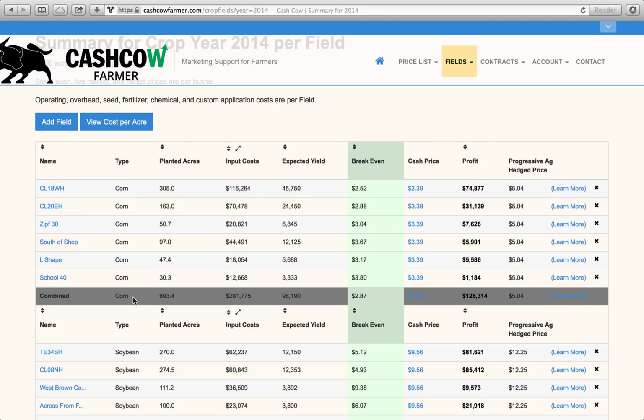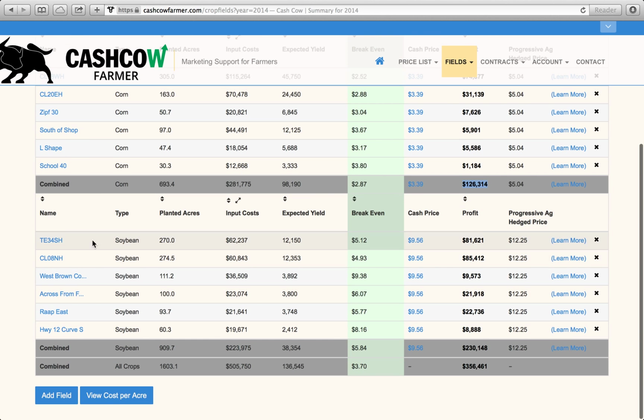And then we also have the combined. So this is going to total up all of our corn, average out our break even, and total up our profit. And that's also going to do the same thing here with soybean. Everything I just explained with corn happens on the soybean as well.